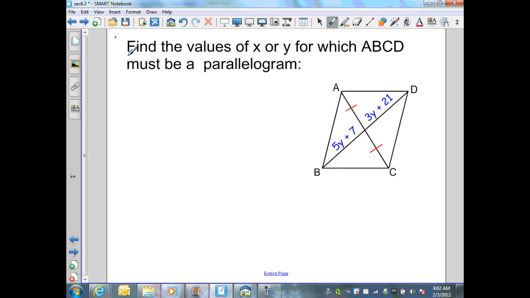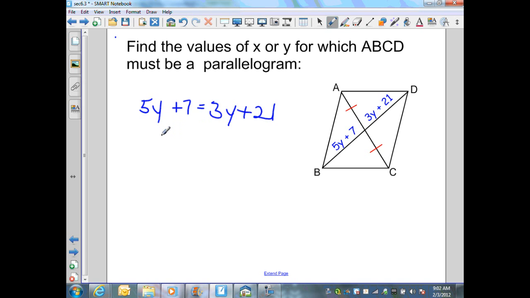In this diagram, again, we want to find the values of x or y for which ABCD must be a parallelogram. Here we're given quadrilateral ABCD, and we want to assume that this is a parallelogram. Therefore, we need to find the value of y that makes these diagonals bisect. And I already have one pair of diagonals being bisected because they already have the tick marks in the diagram. Now I just have to set an equation with those expressions. 5y plus 7 equals 3y plus 21. I need to find the value of y that makes these two segments congruent, therefore they'll be bisected.